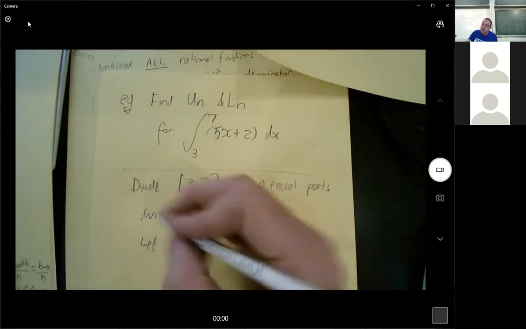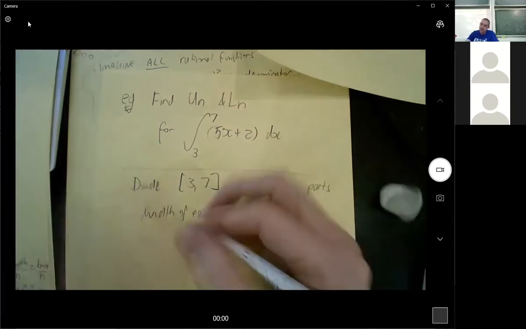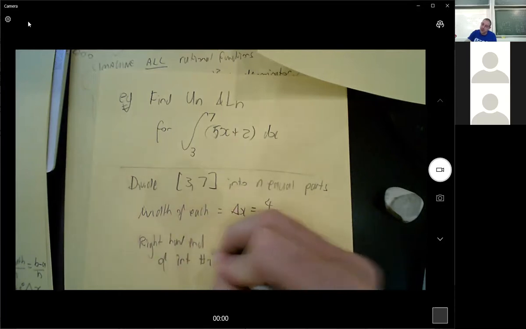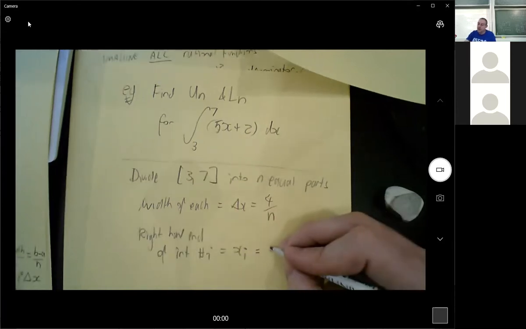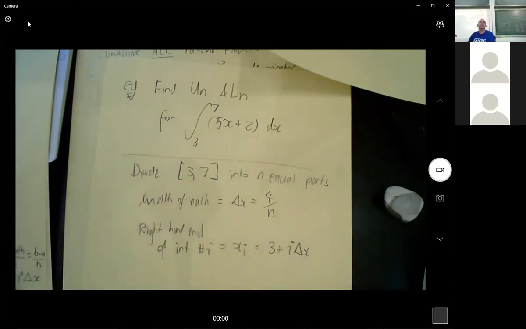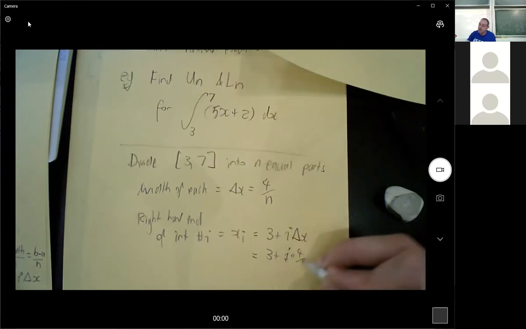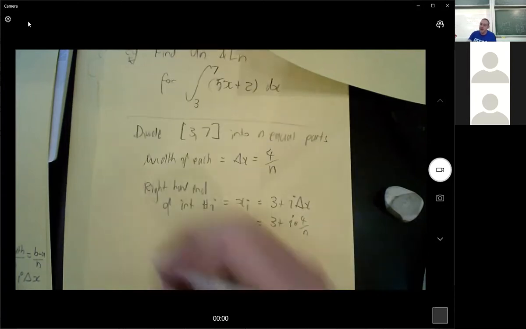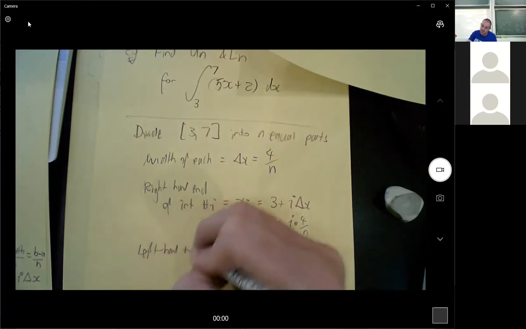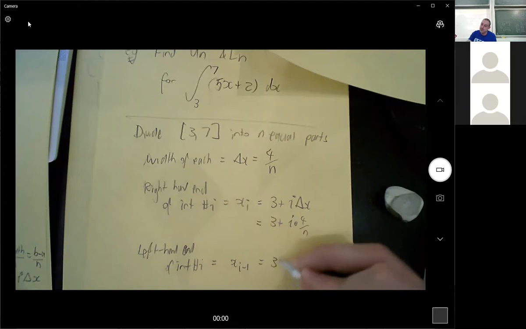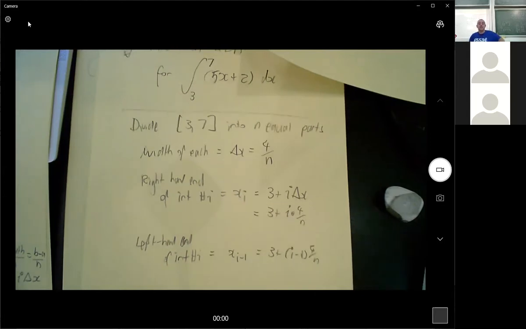The left-hand end, I don't want that. I want to do the right-hand end first because that's easier. The right-hand end of interval number i is xi, which is 3 plus i lots of delta x, which is 3 plus i lots of 4 on n. And then the left-hand end of interval number i is xi minus 1. That's that first step done.